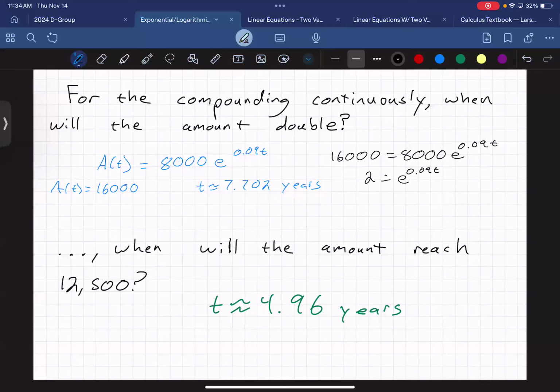Just know that tomorrow when I talk about logarithms, the main thing that we want to keep in mind is that a logarithm is the inverse of an exponential, and an exponential is the inverse of a logarithm.